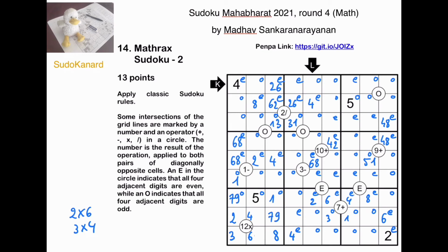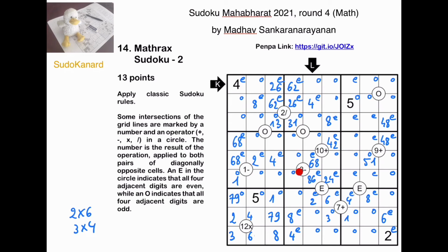This is 7 or 9. Oh, this one is 8. And we get 6 or 2 here. That's a pair. So this one is 8. This one is 2 or 4. 8 or 6. Yes, that's it.